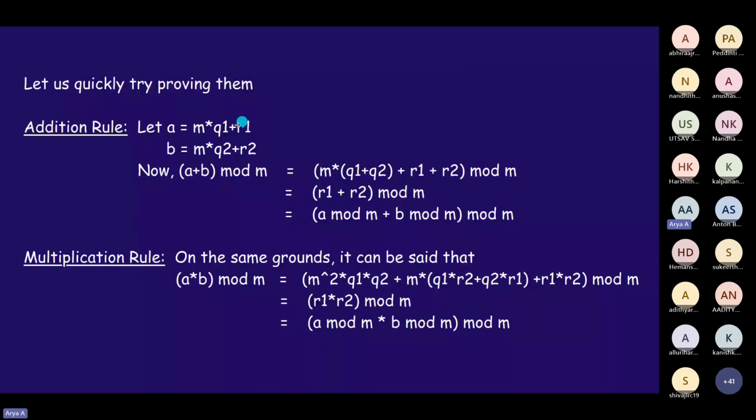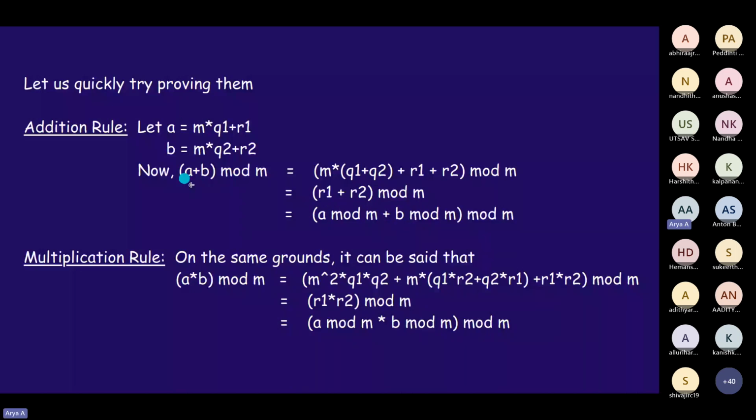So let's quickly try proving them. Let me represent a as m times q1 plus r1. I'm just saying that a upon division by m gives a quotient of q1 and a remainder of r1. That's how I'm representing this. And b as m times q2 plus r2. Now (a plus b) mod m, I'm just substituting these two expressions into this. As you can see, it is r1 plus r2 plus some multiple of m. This does not have any effect on the remainder. The contribution of this towards the remainder is 0. So I am only taking this part, (r1 plus r2) mod m. What is r1? r1 is basically a mod m. It is the remainder that is produced when we divide a by m. So r1 is a mod m and r2 is b mod m.